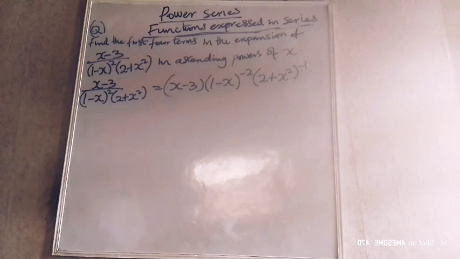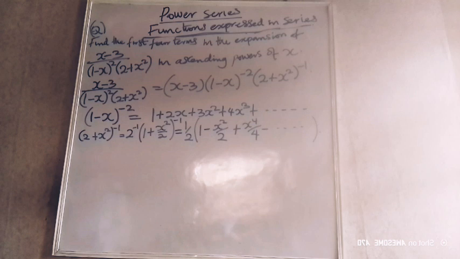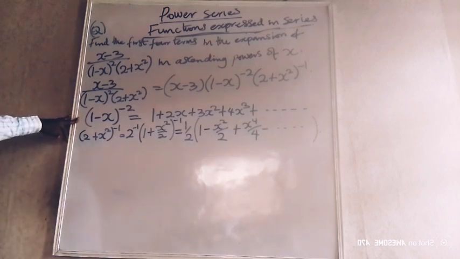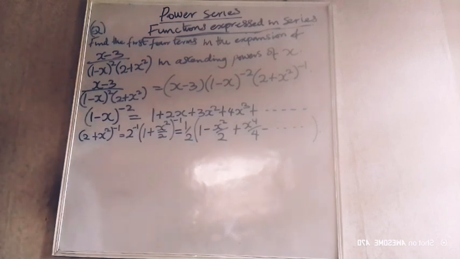So to handle this easily, we have to express (1 minus x) raised to power minus 2 in power series and (2 plus x squared) raised to power minus 1 in power series. And then we multiply all the 3 to get the value we are looking for. Let's see how it goes. The expansion for (1 minus x) raised to power minus 2 is 1 plus 2x plus 3x squared plus 4x cubed plus, and it goes on like that.